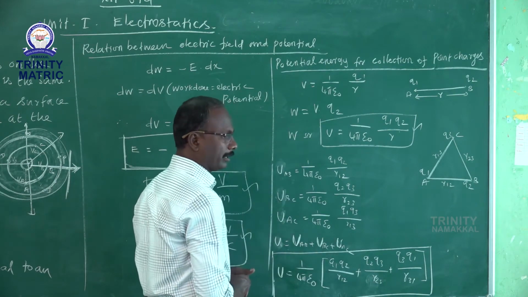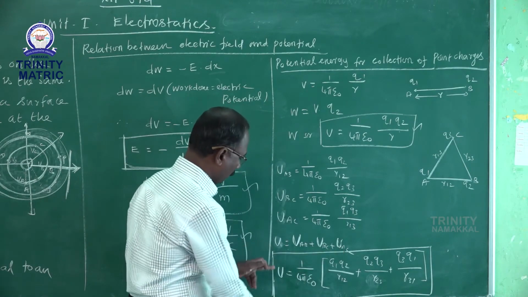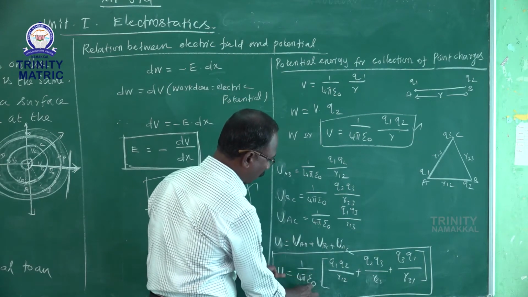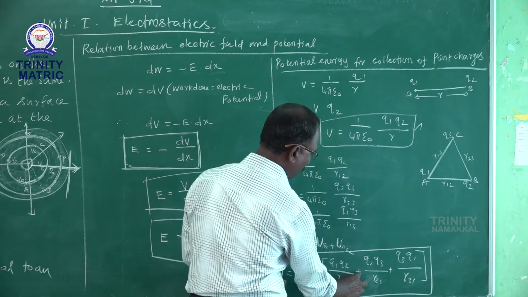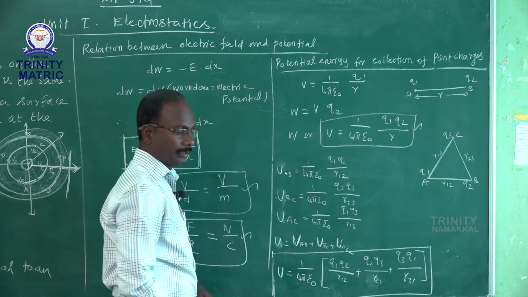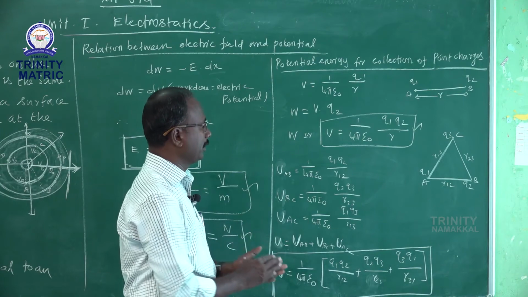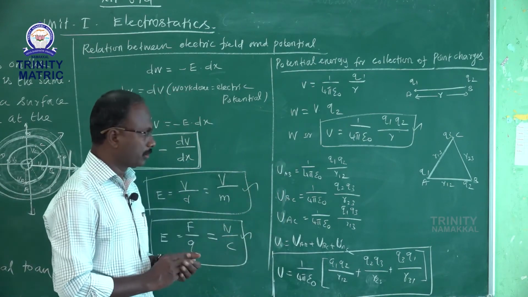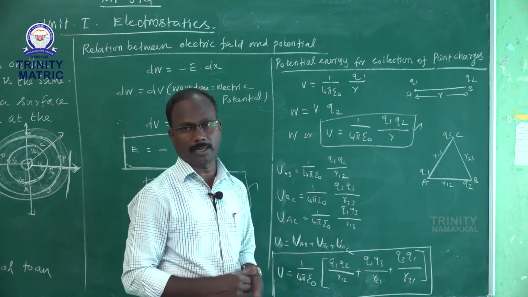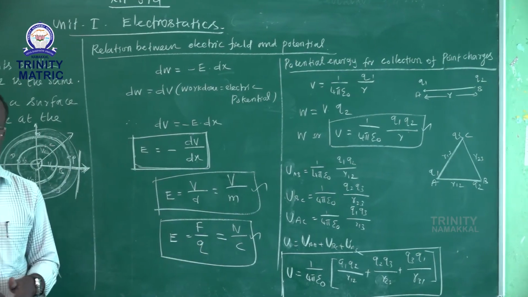So the total energy U is equal to UAB plus UBC plus UAC. Taking 1 by 4 pi epsilon naught as common, U is equal to 1 by 4 pi epsilon naught times Q1 Q2 by R12 plus Q2 Q3 by R23 plus Q3 Q1 by R31. That is the final expression for the electric potential energy of a system of charges. Using this formula, you can find the potential energy of any system of two or more charges.